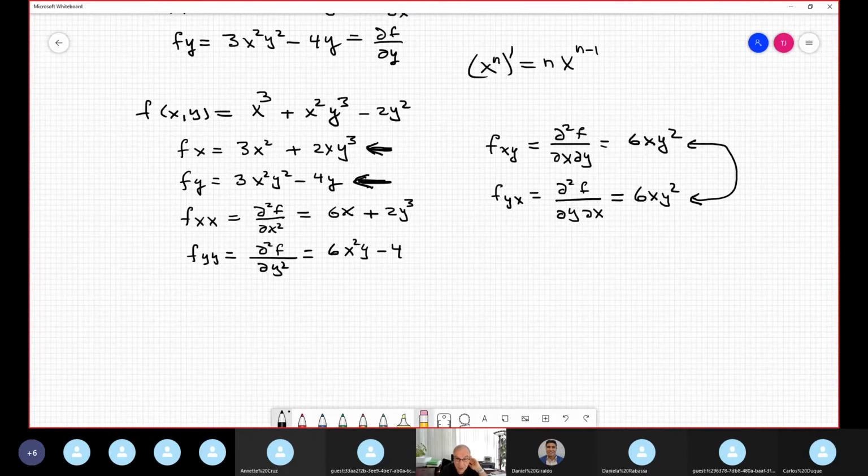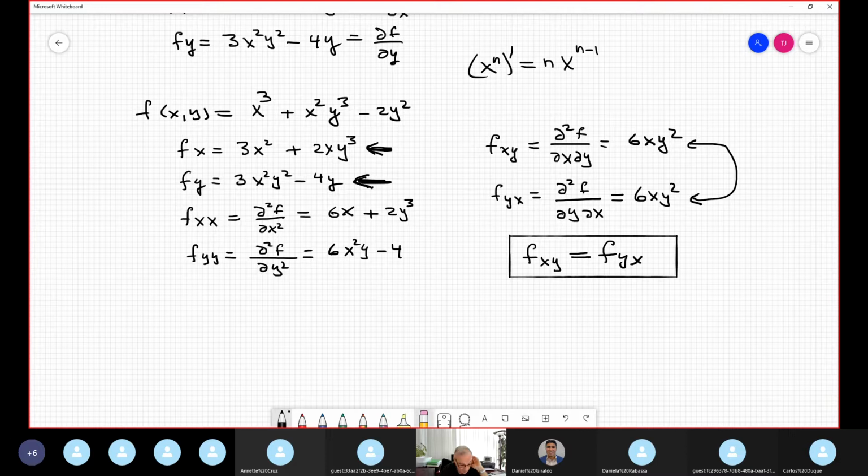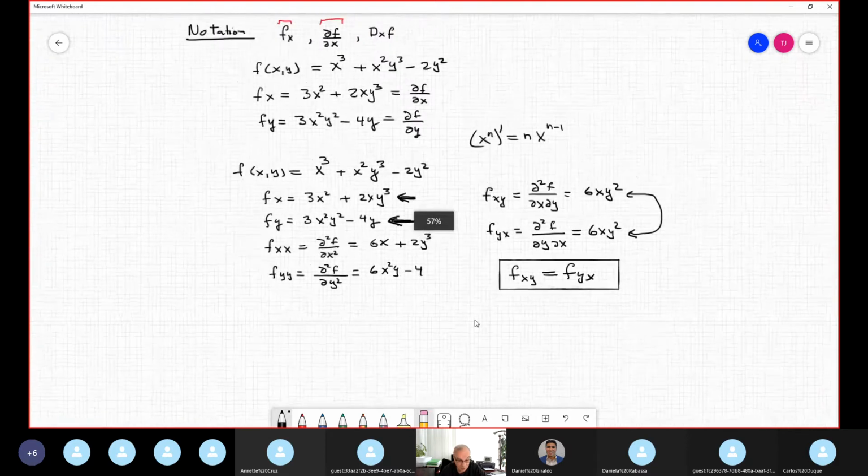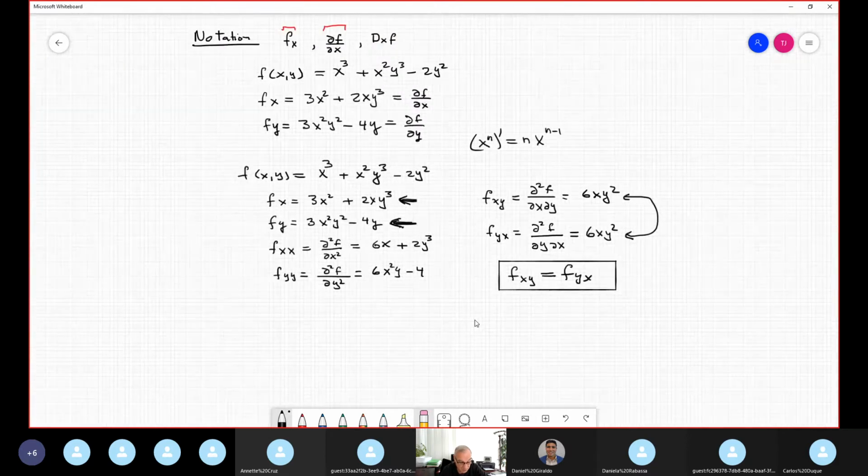Keep in mind, the second derivative xy is always equal to the second derivative yx. This is a theorem. Clear, it's a theorem. Do you understand this or no? Of course, you need more practice. Partial derivative, partial derivative, partial derivative. What's the key idea for the partial derivative? The key idea for the partial derivative is you differentiate with respect to x.